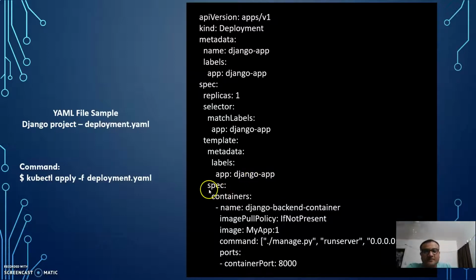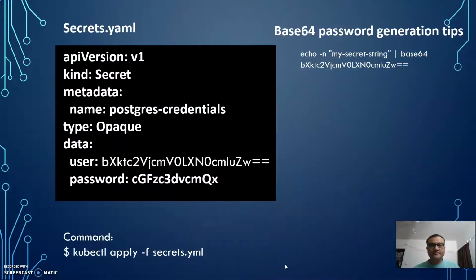The spec area is a specification where we can mention which image Kubernetes should use to build this container, and we can give the image name. Once the container is up and running, we can give an instruction on which is the first command Kubernetes should run, by mentioning this command flag, and we can give the command here. This command will run the Django app server and serve on port 8000.